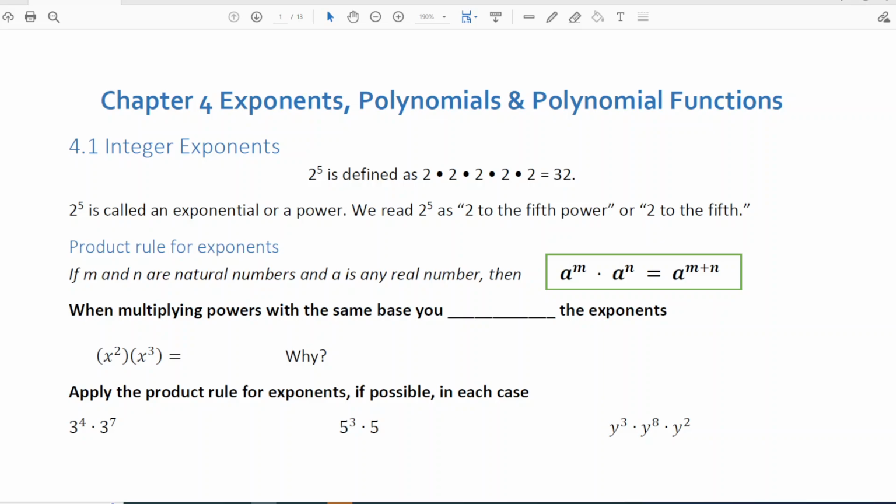All right, chapter 4, here we go. So we're going to start out with 4.1, which is integer exponents. So you're going to be learning your exponent laws. The reason they have the word integer in here is for two reasons. One, we're going to be looking at positive and negative whole numbers.